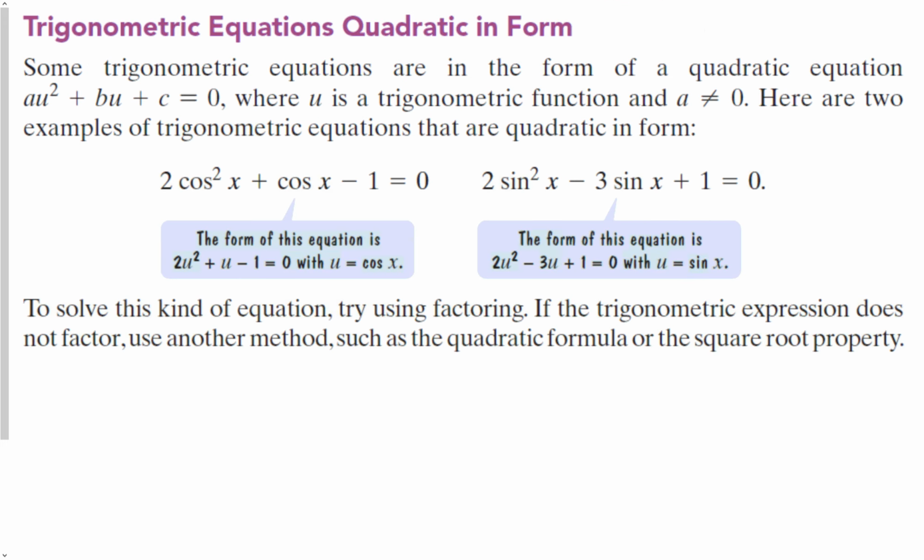Okay. So some trigonometric equations are in the form of a quadratic equation, like u squared plus b times u plus c, where u is my trigonometric function, like these two. To solve this, we are going to use factoring and then the zero product property. If it doesn't factor, which it won't at some point, we're going to use either the square root property, which is easier, or the quadratic formula. And that was a lot of fun.